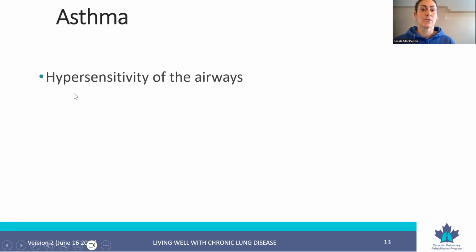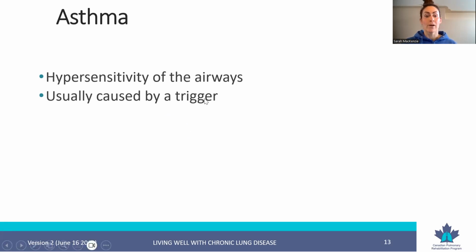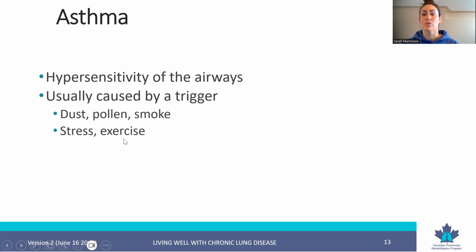Okay, asthma. So asthma is a little bit different in how it presents, in that the lungs are normal. Your lung function is normal until you're exposed to something you're sensitive to. We call this a trigger. So dust, pollen, or smoke are three examples of things that asthmatics can be sensitive to. Stress and exercise can also bring on asthma symptoms.